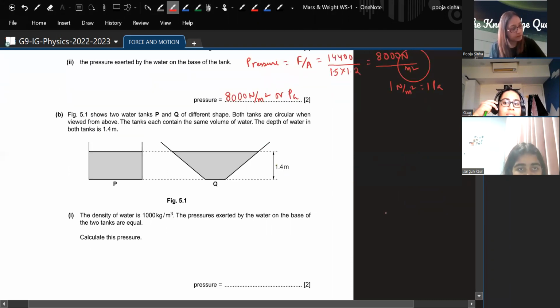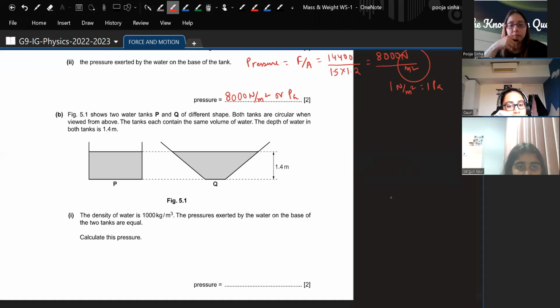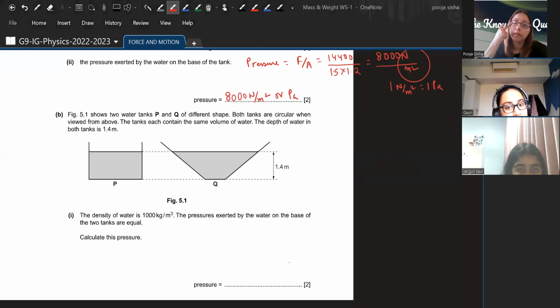B part. So I'm going to read. The figure 5.1 shows two water tanks, P and Q, of different shape. Both tanks are circular and viewed from above. The tanks each contain the same volume of water. The depth of both tanks is 1.4 meters. The density of water is 1000 kg/meter cube. The pressure exerted by the water on the base of the two tanks is equal. Calculate this pressure. चलो बताओ pressure कितना है?